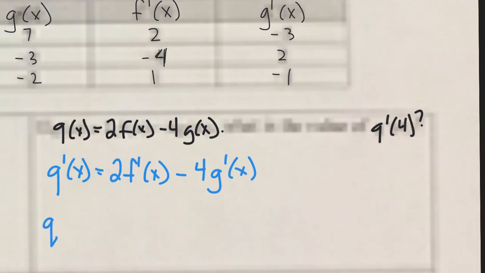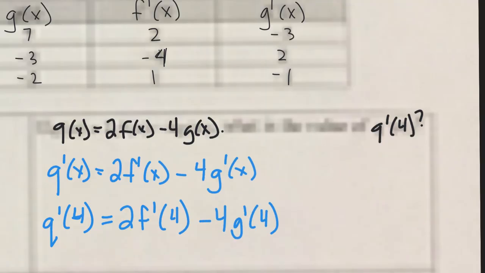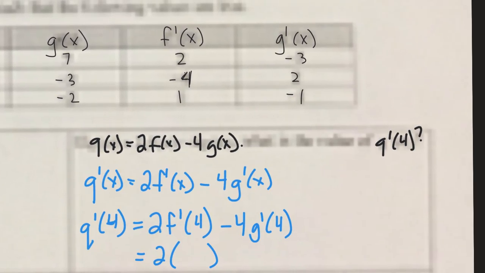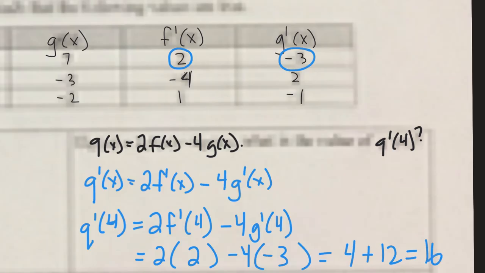Okay, so now that we know that, we can replace x with 4, because now we want to go into our table and figure out what all of these values are at 4. So f prime at 4, according to our table, where's 4? 4 is the top line. F prime at 4 is 2. G prime at 4 is -3. So now it's just a matter of adding these things together. 4 plus 12 is 16.